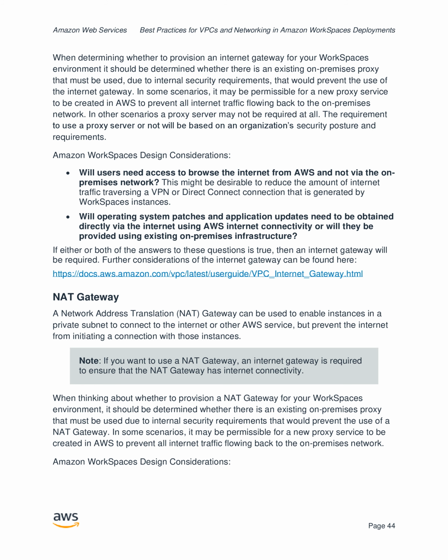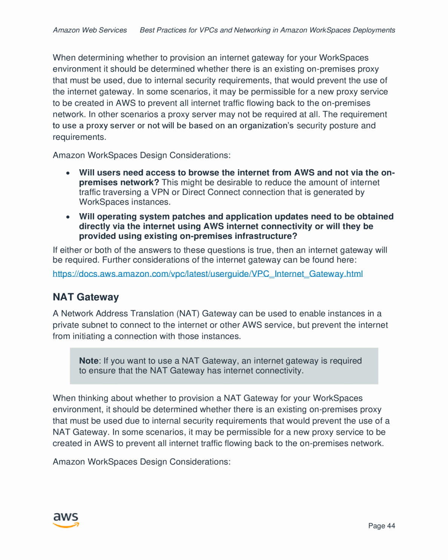https://docs.aws.amazon.com/vpc/latest/userguide/VPC_Internet_Gateway.html. NAT Gateway. A network address translation, NAT, gateway can be used to enable instances in a private subnet to connect to the Internet or other AWS service, but prevent the Internet from initiating a connection with those instances. Note: if you want to use a NAT gateway, an Internet Gateway is required to ensure that the NAT gateway has Internet connectivity.